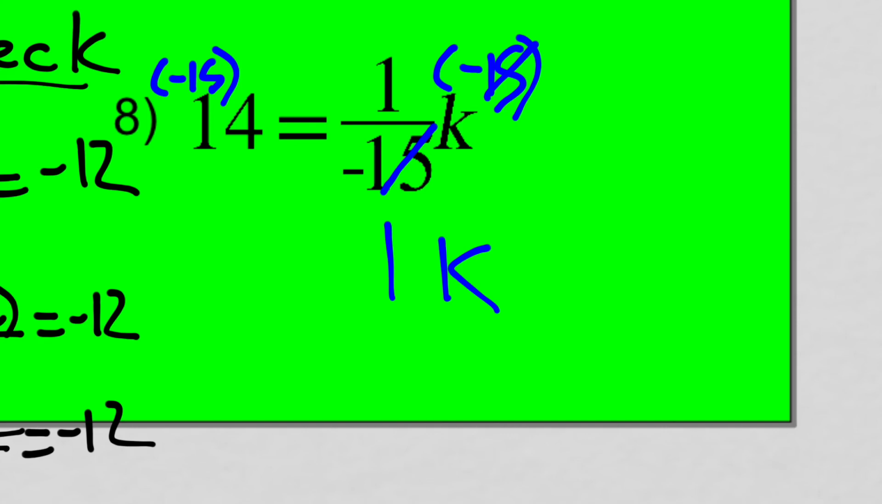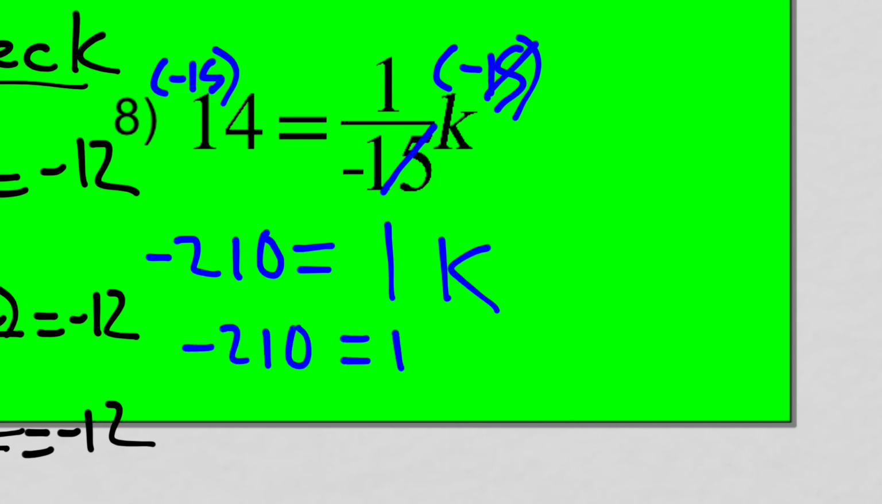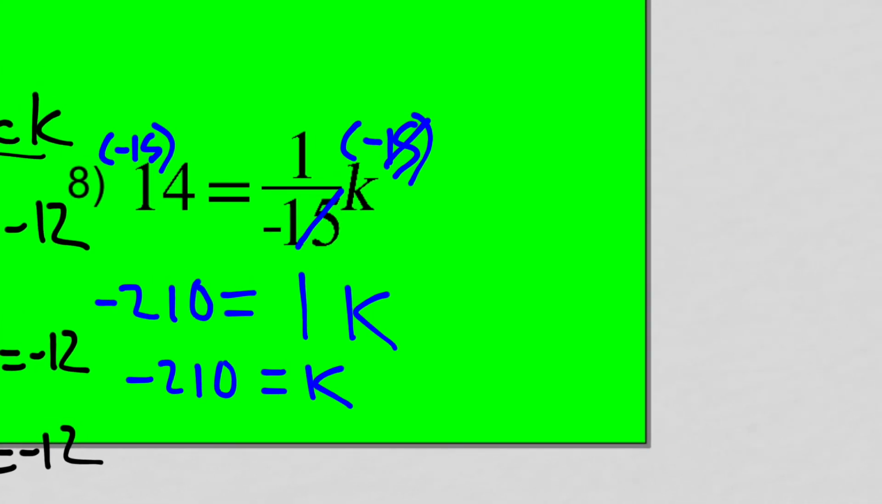Double of 15 is 30, so negative 30. Half of 14 is 7. 30 times 7 is 210. So this is going to be negative 210. And that's the same as negative 210 equals k. And then, of course, the check.